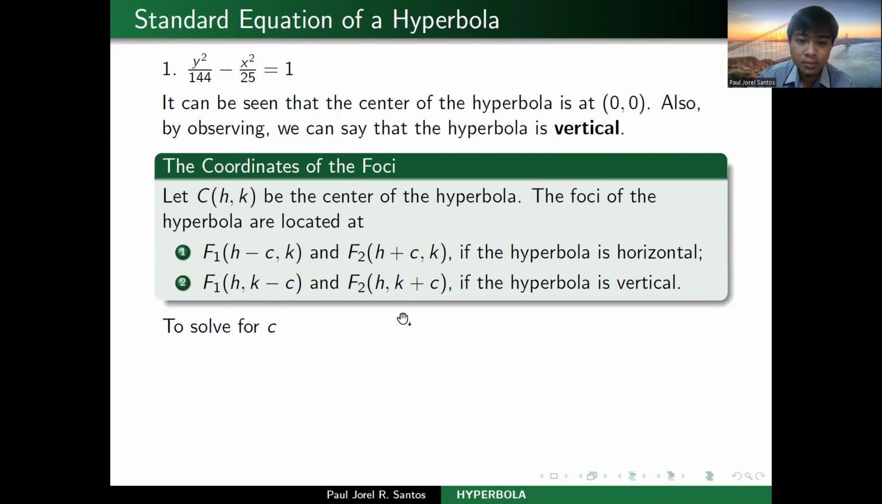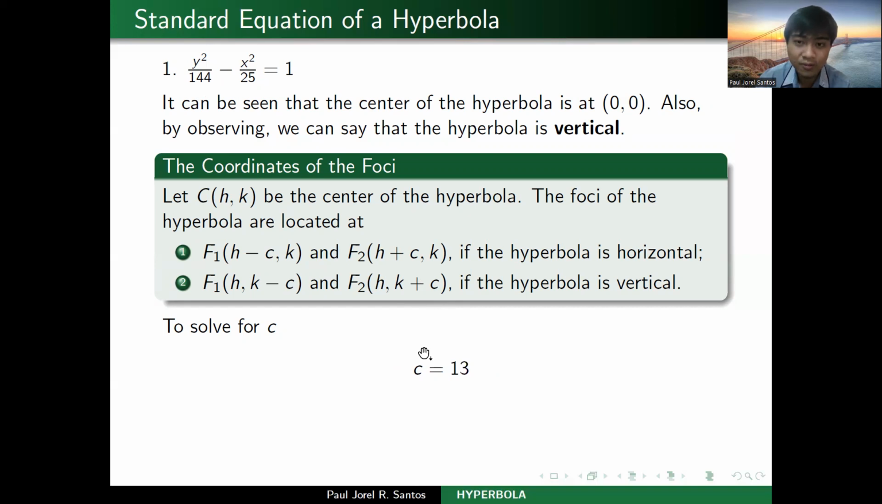To solve for c, we have this formula. Take note that this formula for c is different from the formula for the ellipse. For the ellipse, we have minus, but for the hyperbola, we have plus: c equals the square root of a squared plus b squared. Take note that a squared comes first, so that will be 144, and b squared is the second denominator, 25. So that is 144 plus 25, which gives us 169, and the square root of 169 is 13.